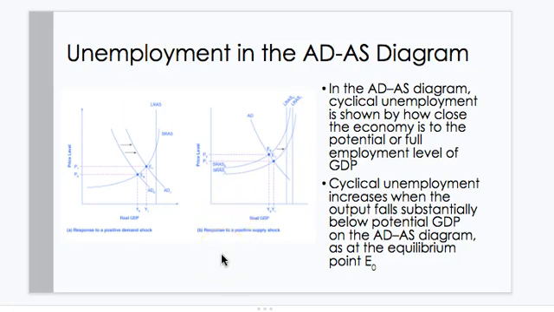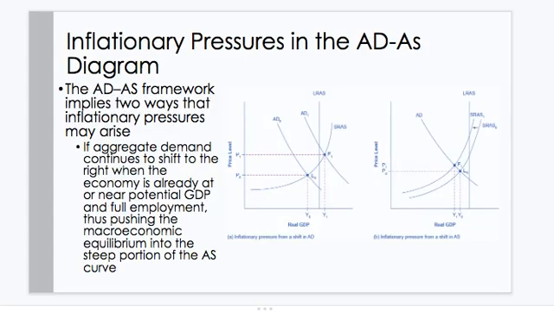Cyclical unemployment increases when output falls substantially below GDP on the ADAS diagram, and it can increase or decrease depending on which way the shocks are. Inflationary pressures. The ADAS framework implies two ways that inflationary pressures may arise. If aggregate demand continues to shift to the right when the economy is already at or near potential GDP and full employment, thus pushing the macroeconomic equilibrium into the steep portion of the AS curve. So here you can see a rightward shift of AD is causing the price level to go up. Same thing here with the SRAS, it's shifting back into the right, which causes price level to go up.